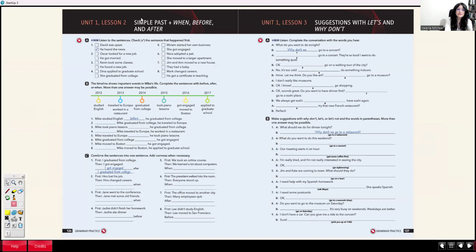So you have exercises about the past simple, which is something we didn't complete in class, but you can complete it on your own. And now we are working on this page, 127. It's for making suggestions.